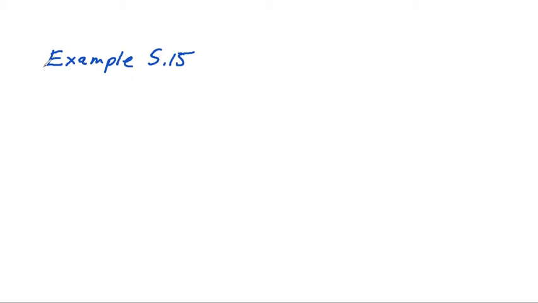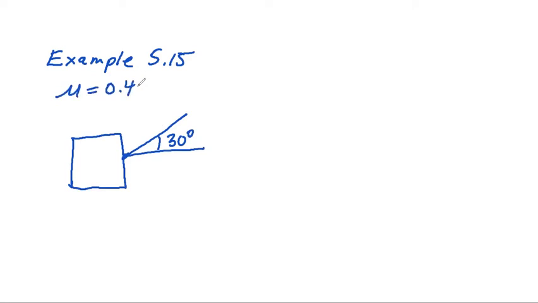So in example 5.13, suppose you move the crate by pulling upward on the rope at an angle of 30 degrees above the horizontal. How hard must you pull to keep it moving with constant velocity? Assume that mu k equals 0.40. So here's our crate. Here's my rope. I'm pulling upward at an angle of 30 degrees. And I know mu k equals 0.40, and that's a unitless quantity.